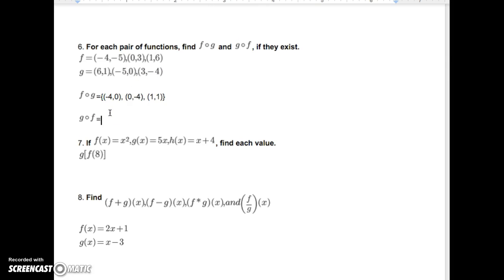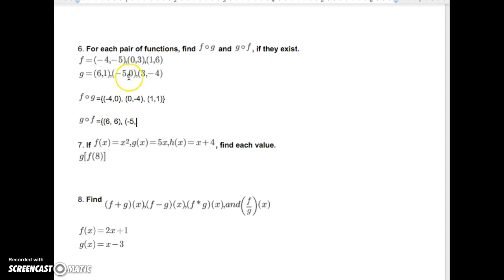So for g composition f, we're starting with g and we're going to f. So we're starting with the g value of 6 first. 6 goes to 1, come back to f, 1 goes to 6. So we started at 6, we ended at 6. Next value in g is -5. -5 goes to 0, and in f, 0 goes to 3. So we ended at 3. The next point in g is 3. 3 goes to -4, and -4 goes to -5, so we ended at -5. And that is g composition f.